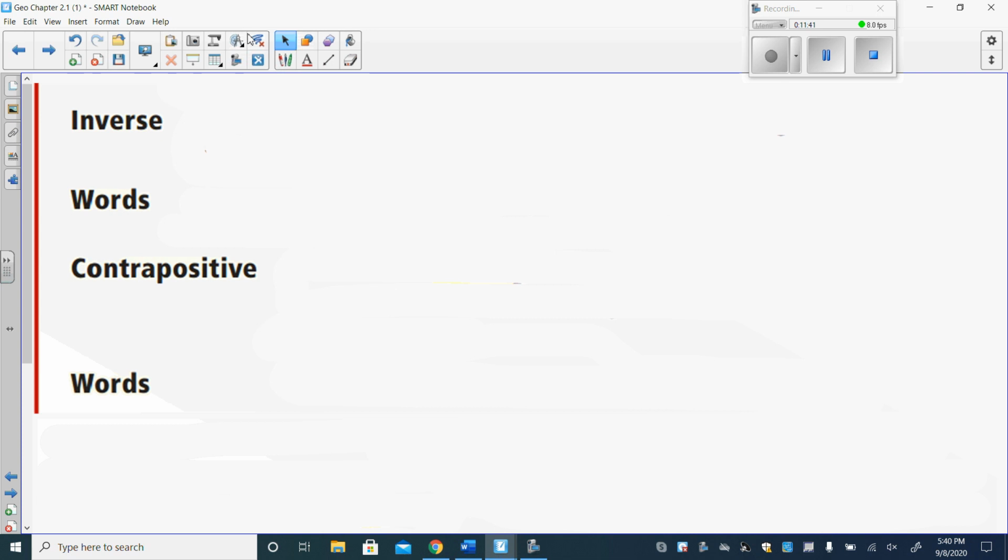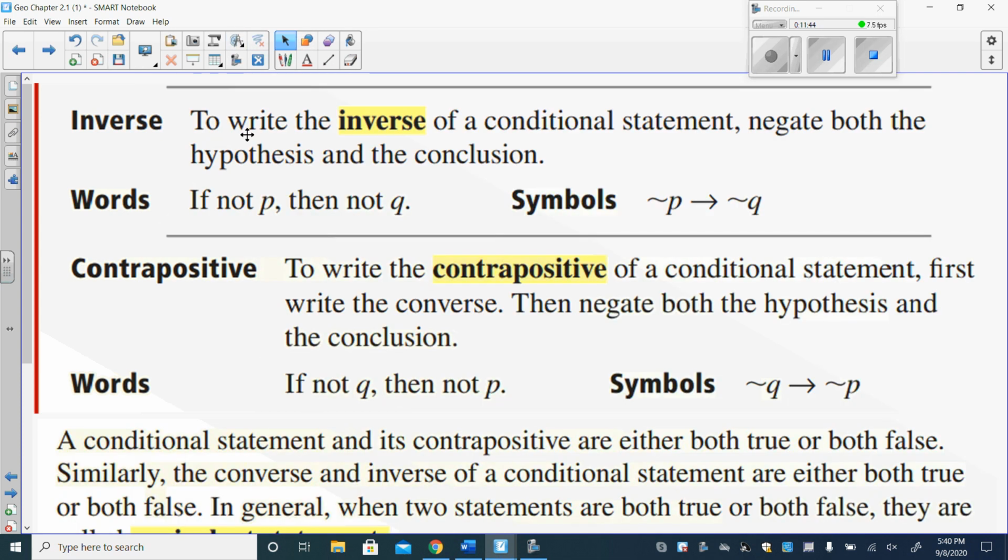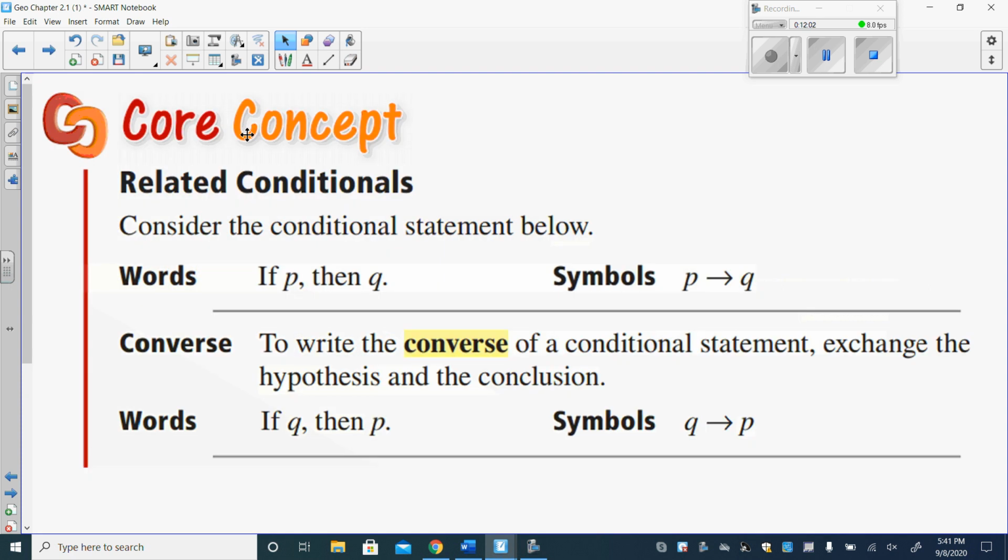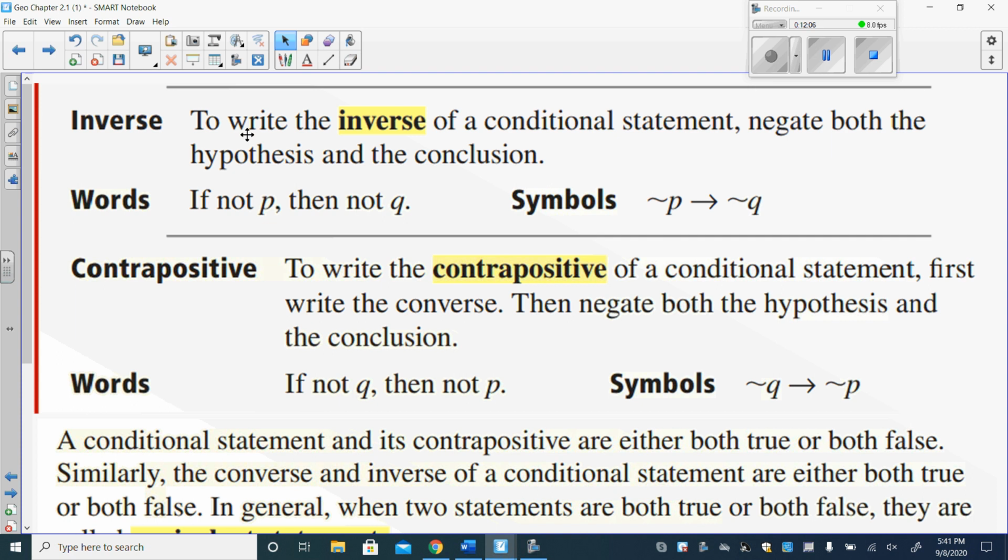Now what comes after that is the inverse. The inverse of a conditional statement negates both the hypothesis and conclusion. So we negate both. It's almost the same as our original statement, but they're the opposite. And the contrapositive flips the inverse. So we have our if-then, and then we have our converse, which switches them. Inverse is the opposite, and then we switch it again.